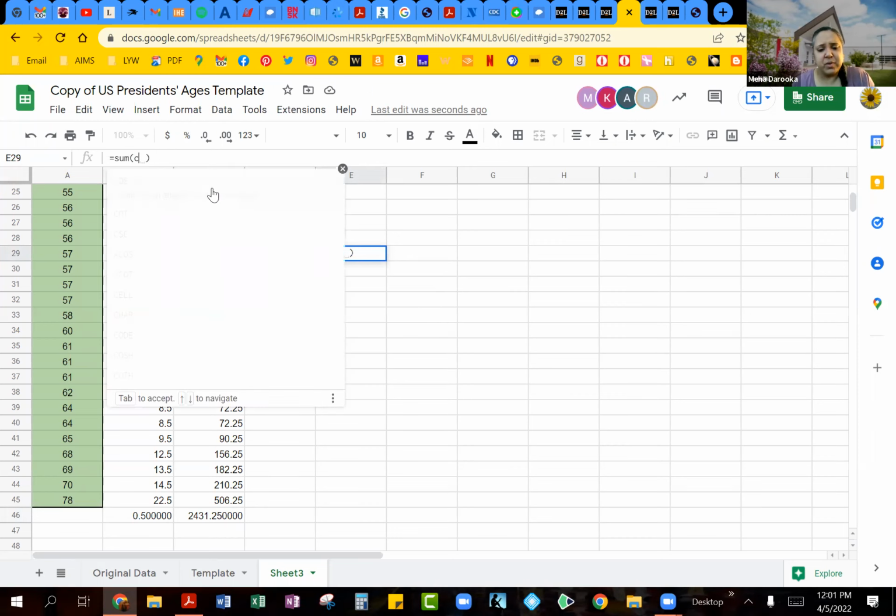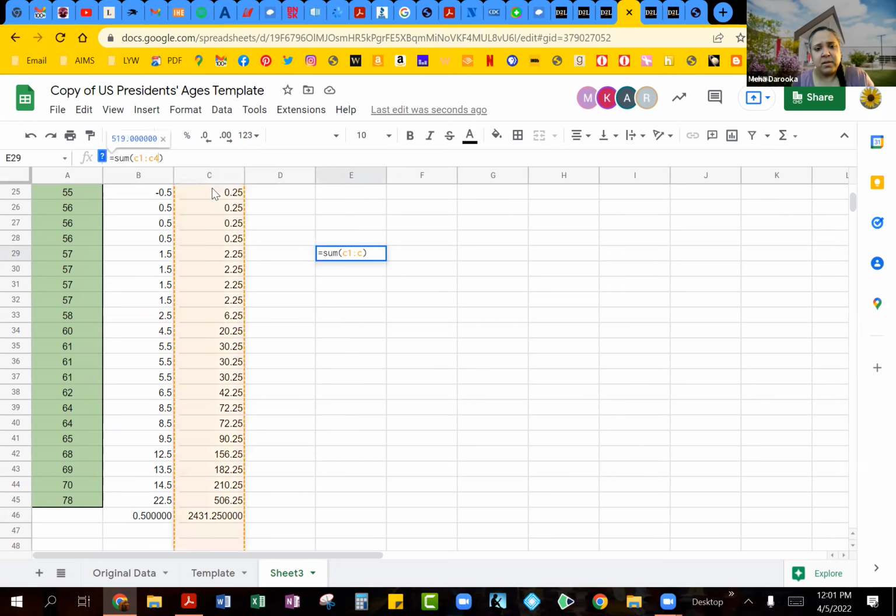Okay, it didn't transfer. So we are going from C1 to C45. Okay, so there's your total. Once you get the total of these square numbers, you go ahead and divide this. Since we are working with a population here, because remember, these are all the ages for all the US presidents, this is not a sample, this is a population.